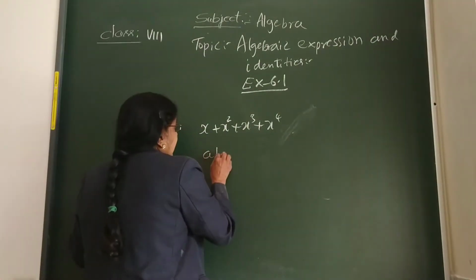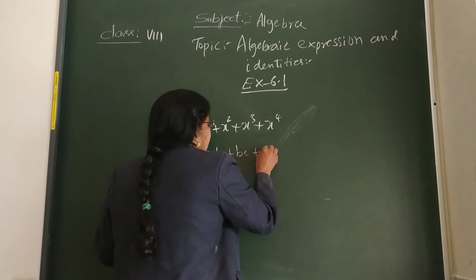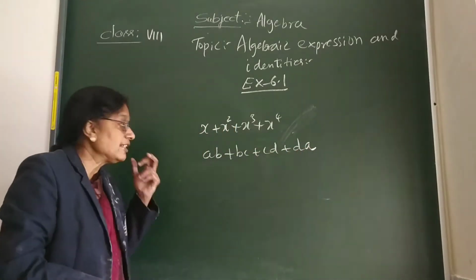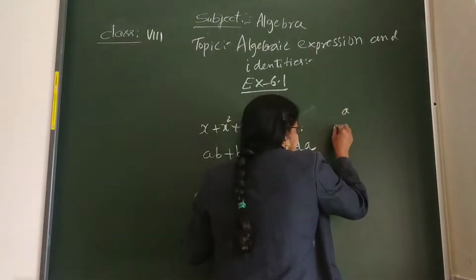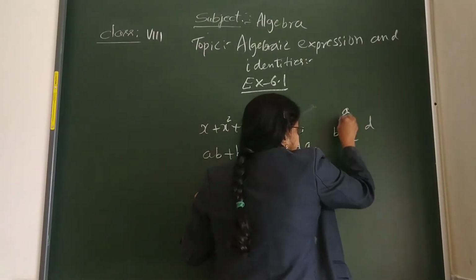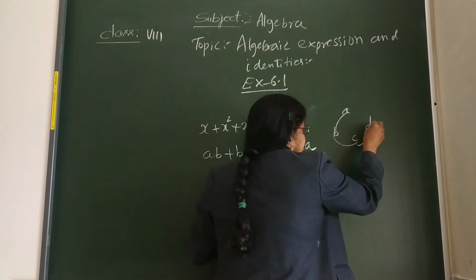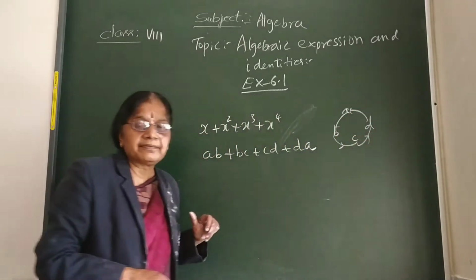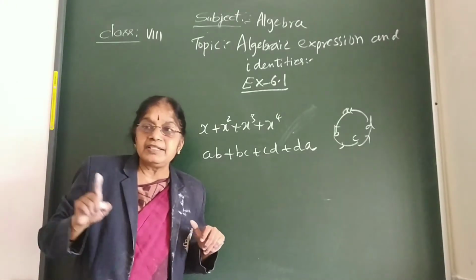Next is given AB plus BC plus CD plus DA. Here also, see what is happening: A to B, B to C, C to D, D to A. There is a cyclic movement of the variables.